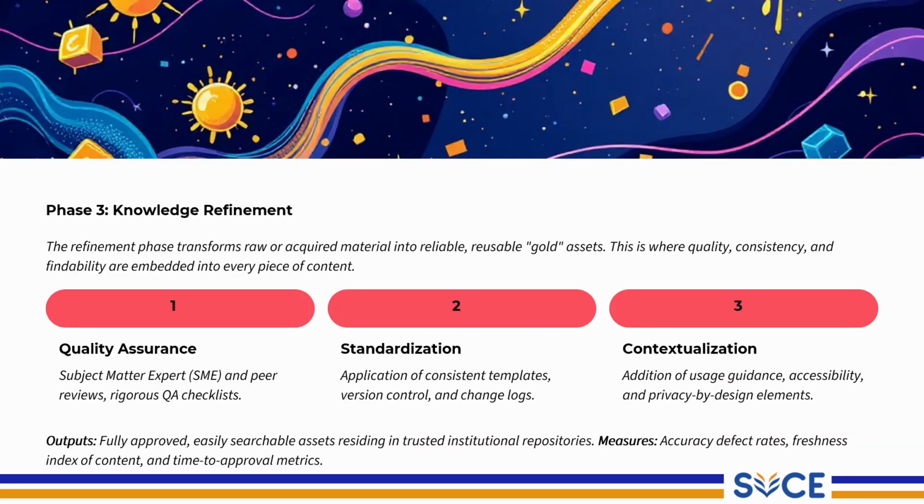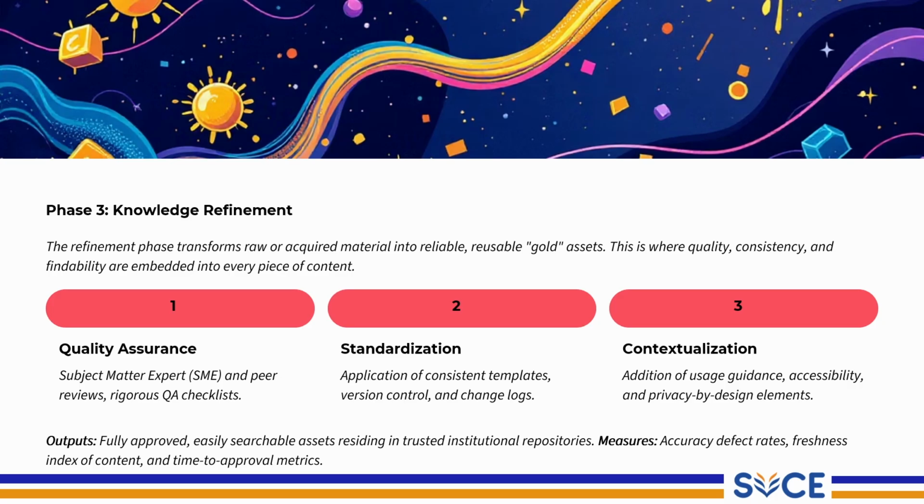In the next slide, we will see the knowledge refinement. This is where raw or acquired knowledge is polished into high quality reusable assets. Think of it as turning the rough material into gold, something reliable, consistent, and easy to find. So, the refinement phase transforms the raw or acquired material into reliable, reusable gold assets. So, this is where quality, consistency, and reusability are embedded into every piece of content.